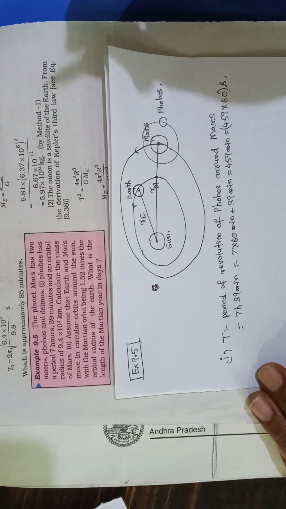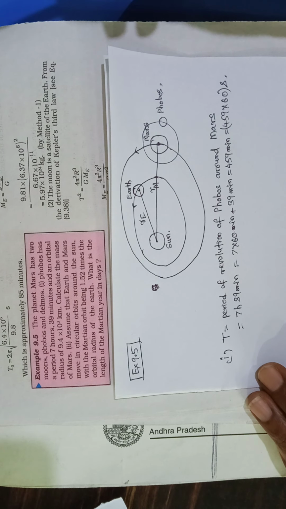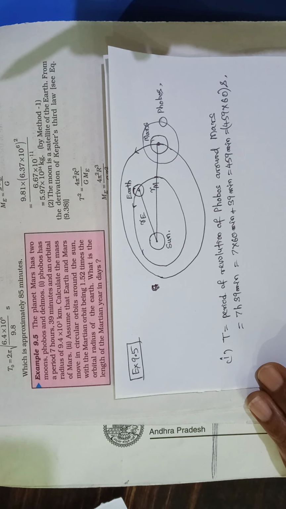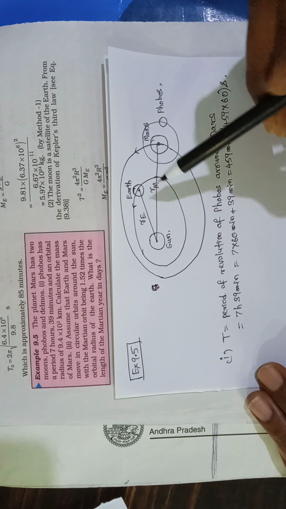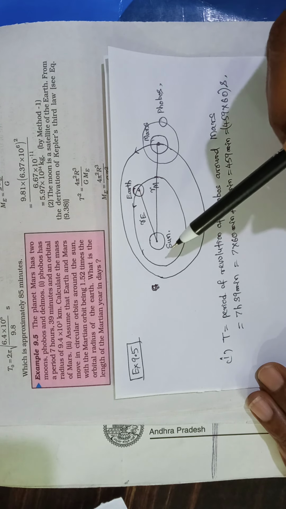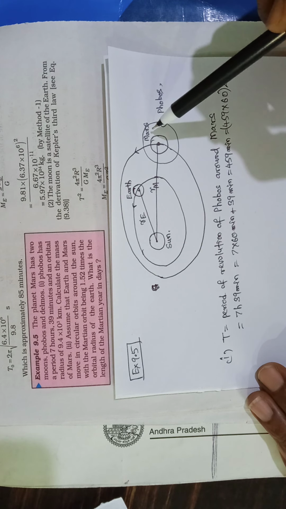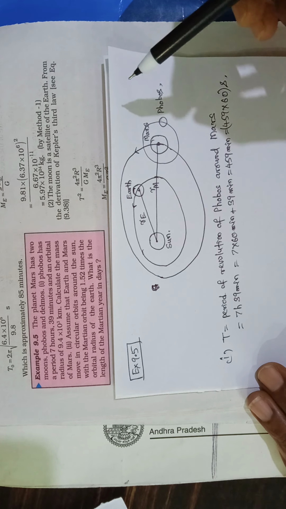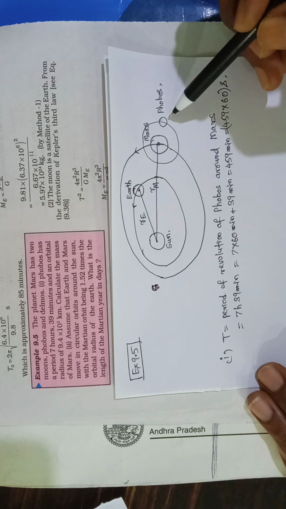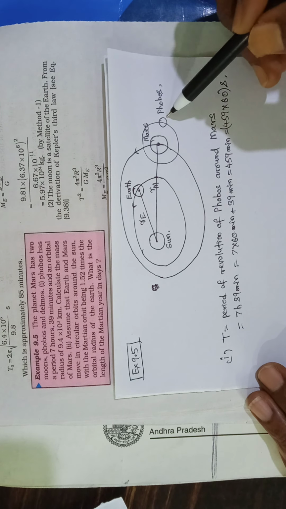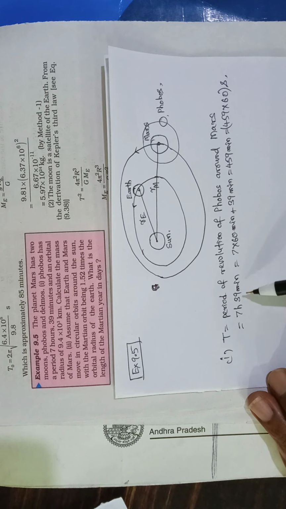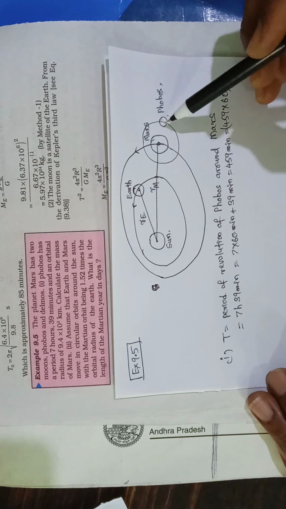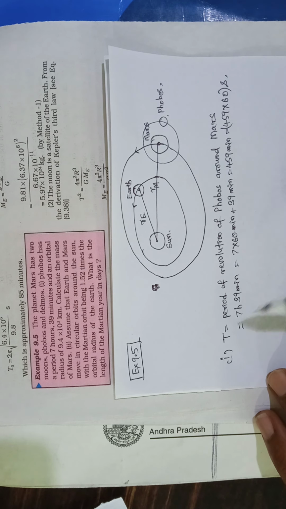Now look at example 9.5. The planet Mars has two moons, Phobos and Deimos. 1. Phobos has a period of 7 hours 39 minutes. Here, around the Sun, Earth is moving and Mars is also moving, and this Mars has two moons, two satellites. Of the two moons, one is Phobos, and it takes 7 hours 39 minutes to complete one revolution. That is called the time period.